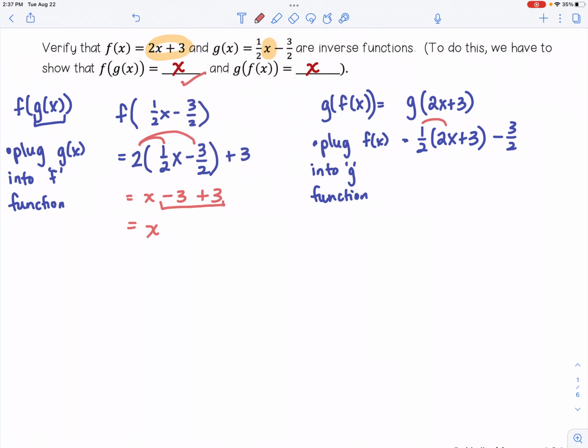So we're going to distribute. 1/2 times 2x is 1x. 1/2 times 3 is 3/2. And then we have minus 3/2. When we combine like terms here, we're left with just x. If you still get confused with fractions, please use a calculator. Now, as you can see here, both of these equal x. Perfect, that's what we wanted.